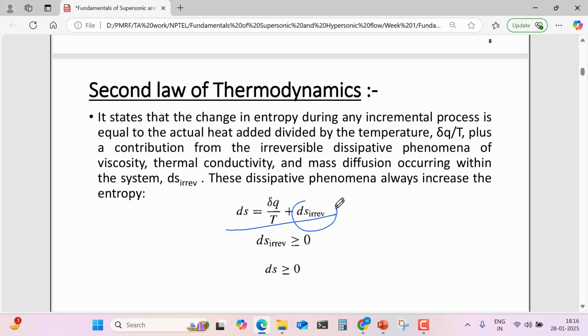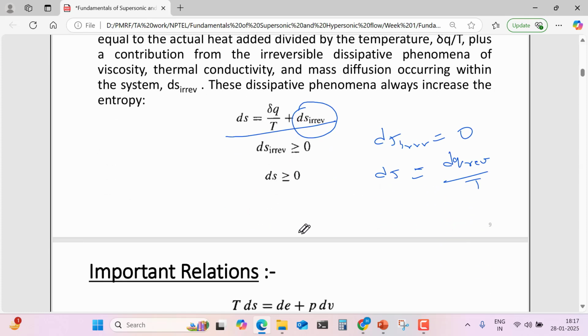This entropy always increases due to the irreversible phenomena, so ds irreversible is always greater than or equal to 0. For isentropic flow, this ds irreversible will be 0. Sorry, for a reversible process, ds irreversible will be 0, and so ds will be equal to dq reversible by T, and this ds will also be always greater than or equal to 0.